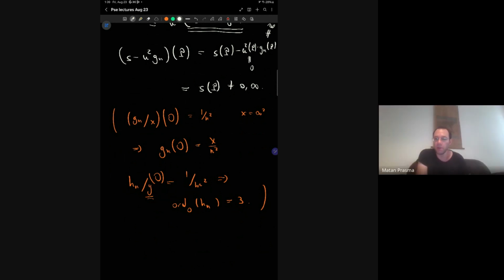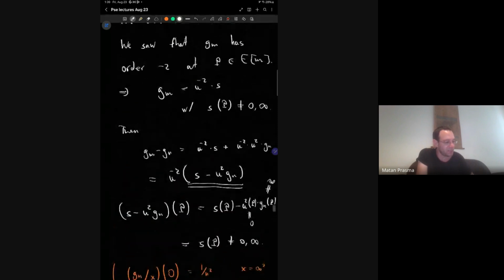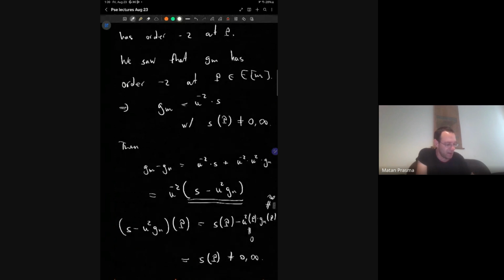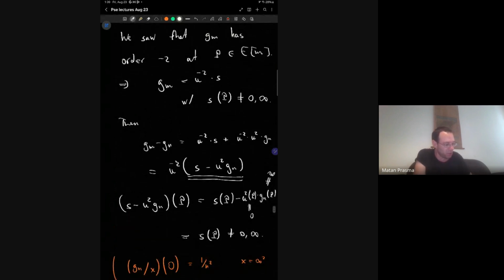Okay, so going back to the proof, this basically finishes the case we considered. We wanted to show that Gm minus Gn has order -2 at all these points that are in Em but not in En, and that is fine. We are able to express Gm minus Gn as u to the -2, for u a uniformizer at P, times some function that doesn't vanish and is not infinity.